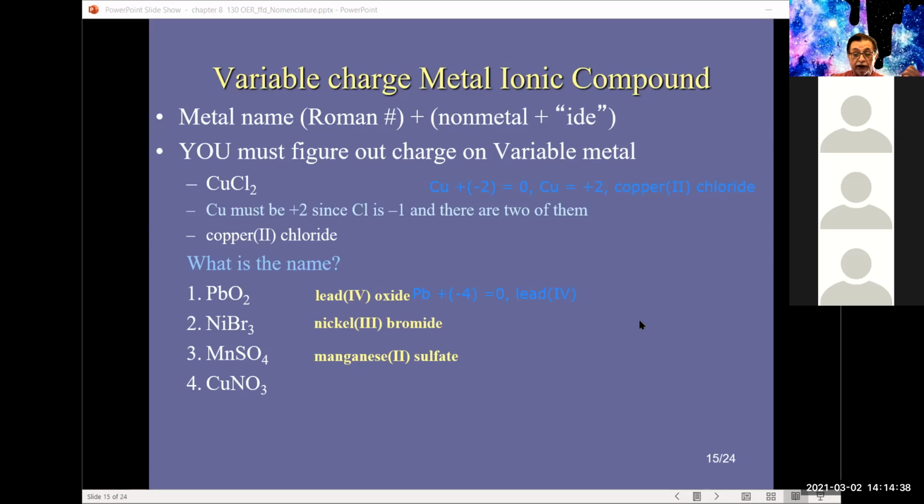You go to the polyatomic ion table. You see there's NO3, which is nitrate, and it has a -1 charge. Okay, that means that copper, this copper must be a +1. Therefore, Roman numeral 1, copper, Roman numeral 1, nitrate.